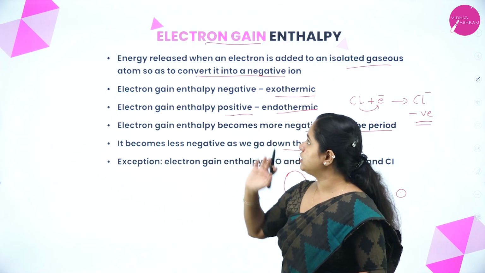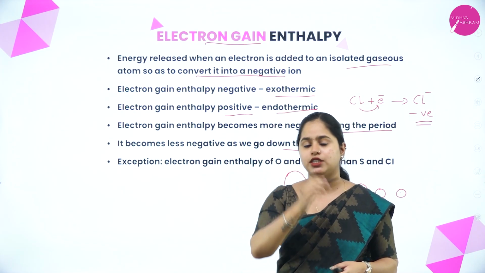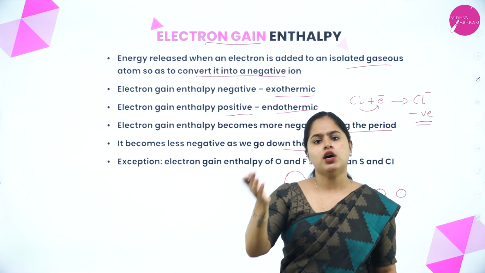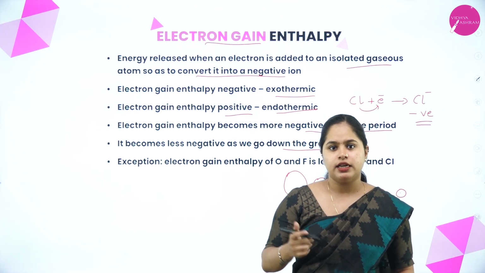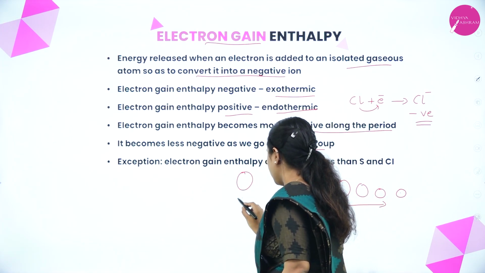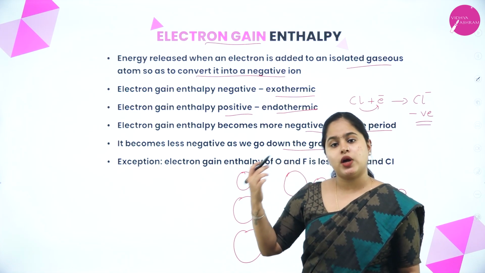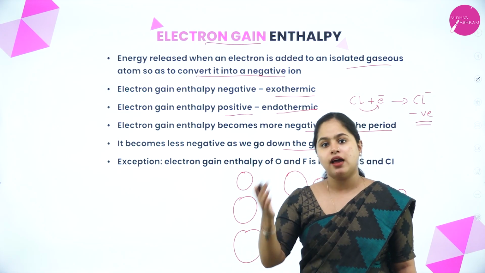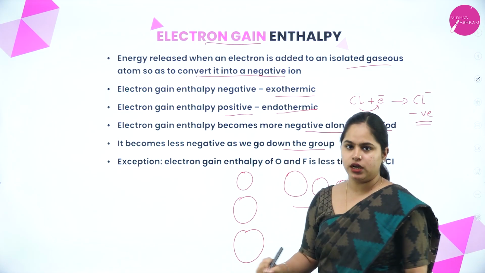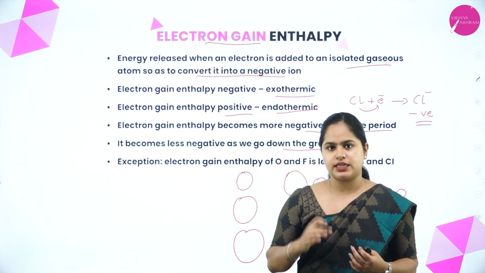So how is it related to electron gain enthalpy? As we move down the group, the atomic size increases. So is it easy to accept an electron? No, right? As we move down the group, the size keeps on increasing. Electron gain enthalpy is the energy released when an electron is added onto the shell. So what happens? It is not easy to accept an electron.